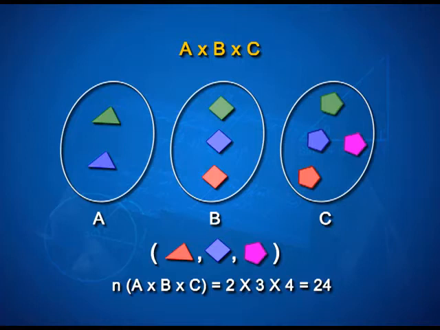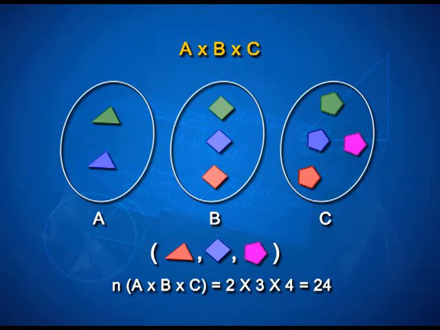Same as saying, if I have a set A as in this representation with 2 elements, triangles, set B has 3 elements, rhombus, and set C is now a collection of pentagons. How many elements? 4. So, to form the Cartesian product, what am I going to do? Take an element from set A, an element from set B and an element from set C, and we will put those 3 together in brackets separated with commas.